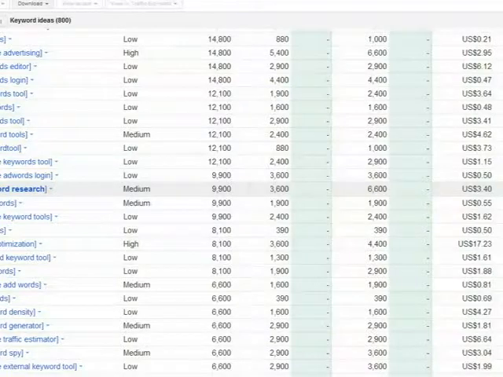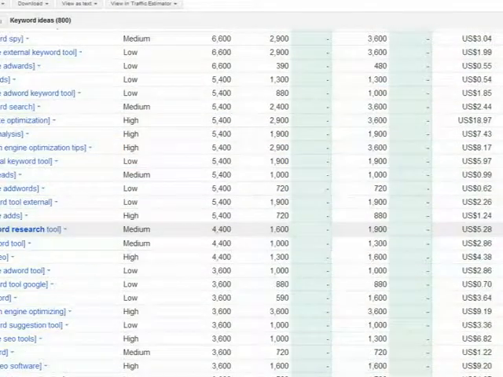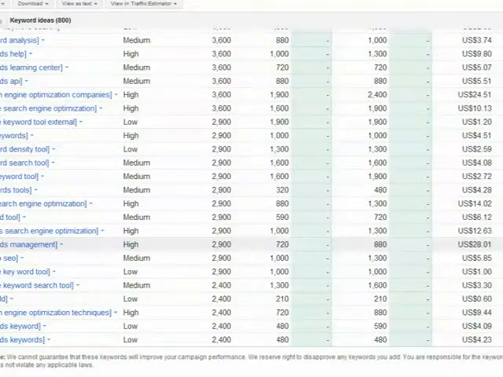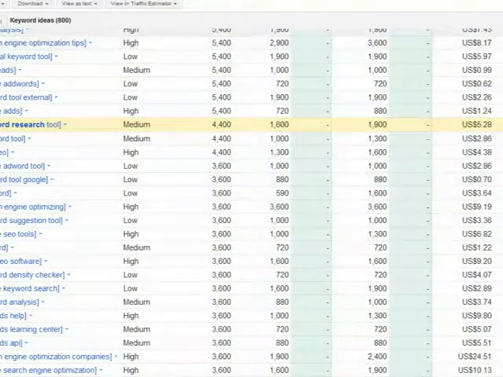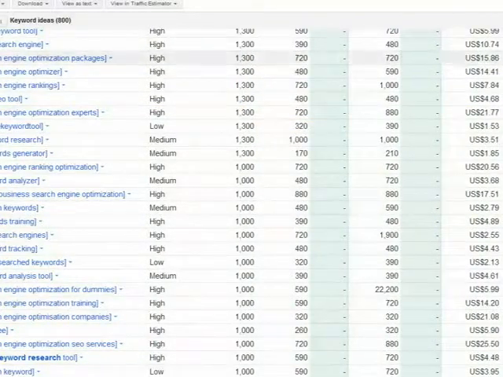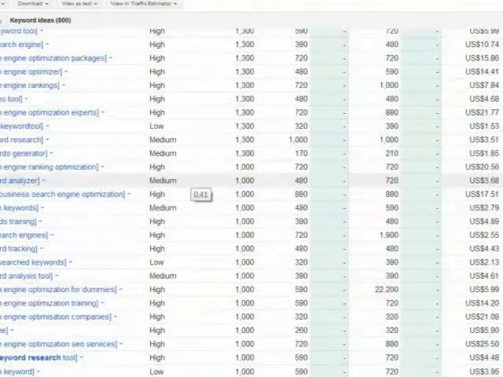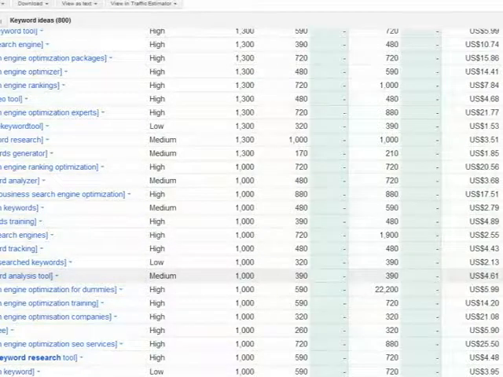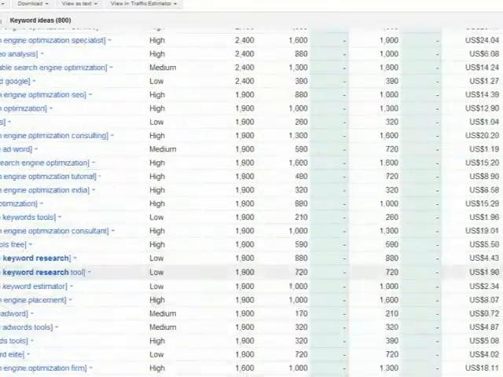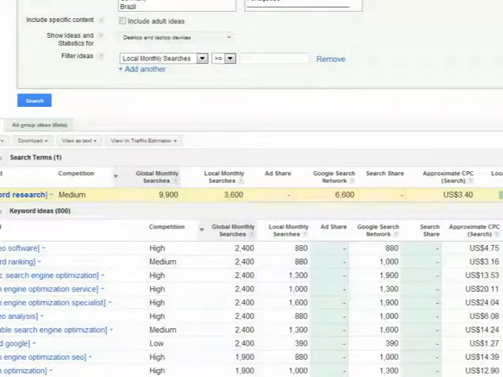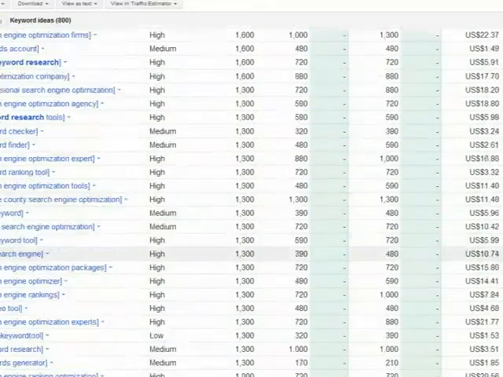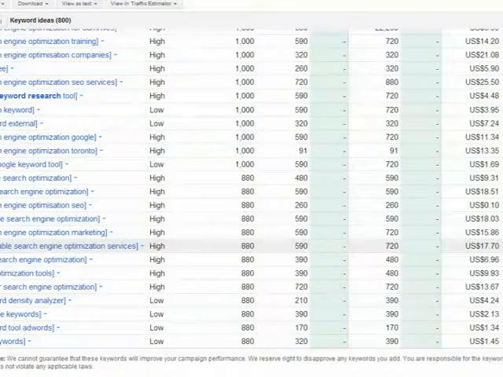Here's keyword research, and you can just pick out keyword research tool. Just start picking out the words that are relevant to what you're looking for. Another tip: I like to keep my global monthly searches at 1,000 or lower because you have a little bit better chance to rank. If you go to the top of the list where the searches are in the millions, you're pretty much not going to have much chance of ranking there.